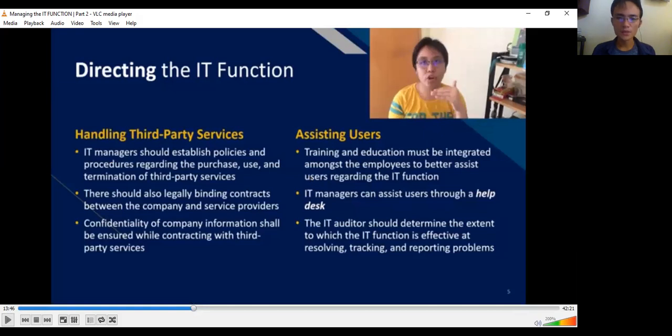we had some great moments in directing the IT functions. Hopefully you learned something from this session. Make sure to check out our continuation, which is controlling the IT function.